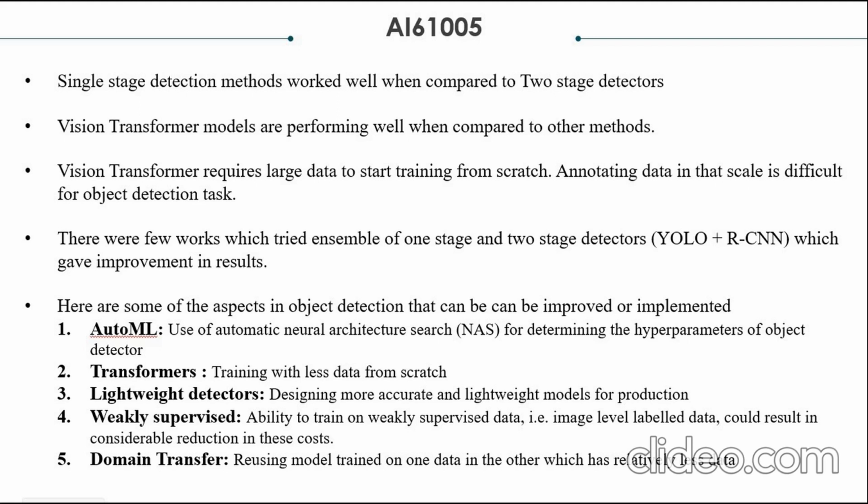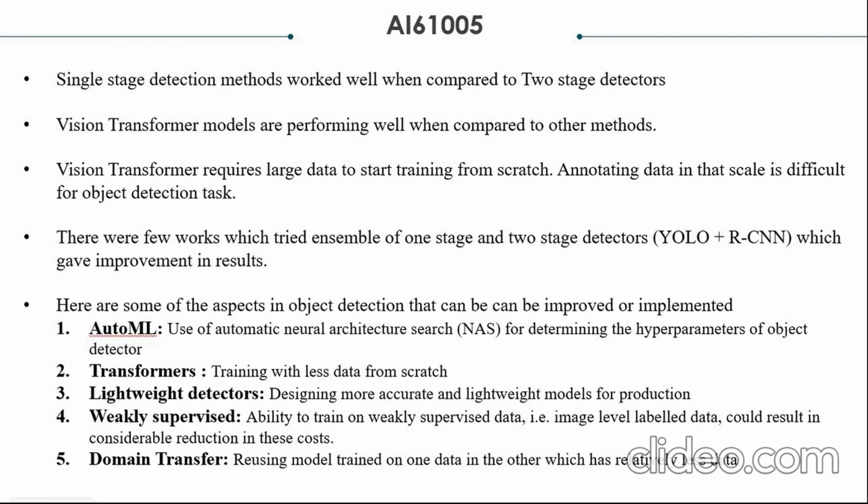Using a model trained on one dataset on another which has relatively less data can also be done. The ability to train on weakly supervised data, that is, image level labeled data, could result in considerable reduction in costs. And so that is all about object detection, and that's the end of the session.